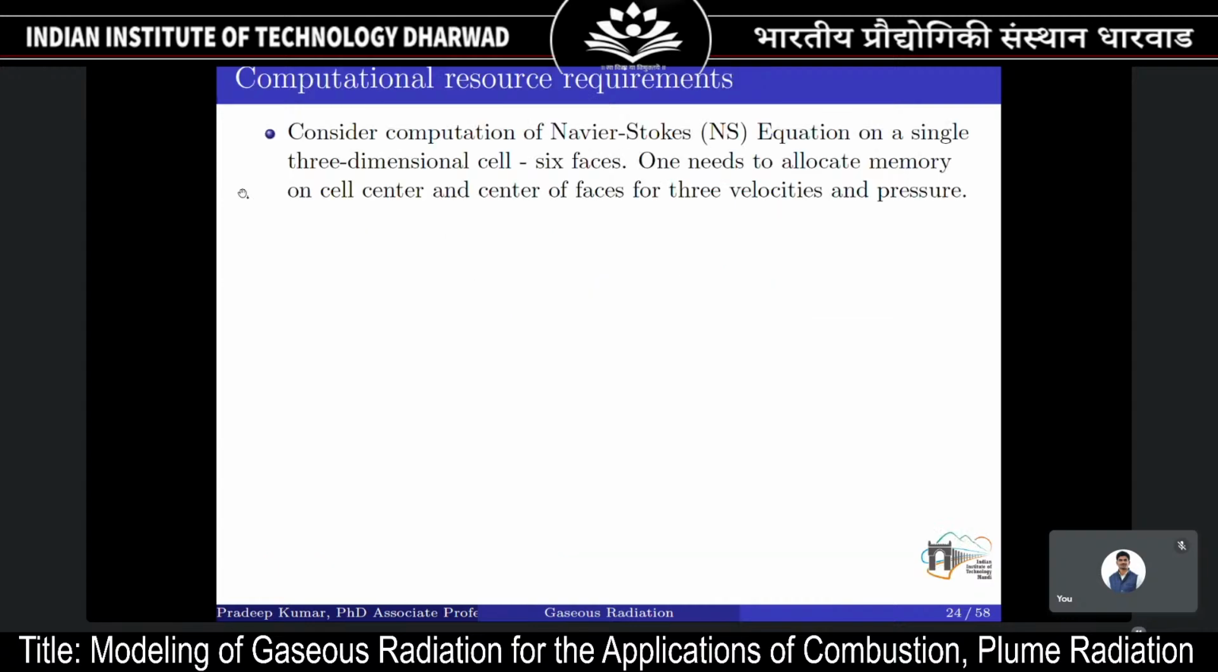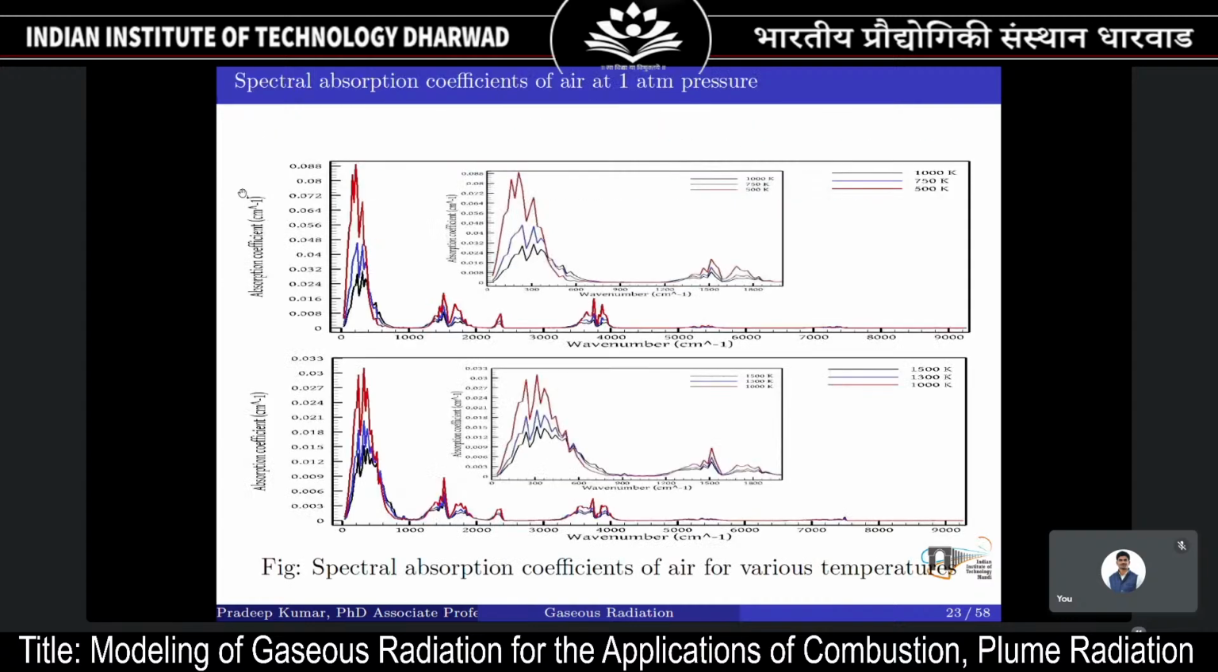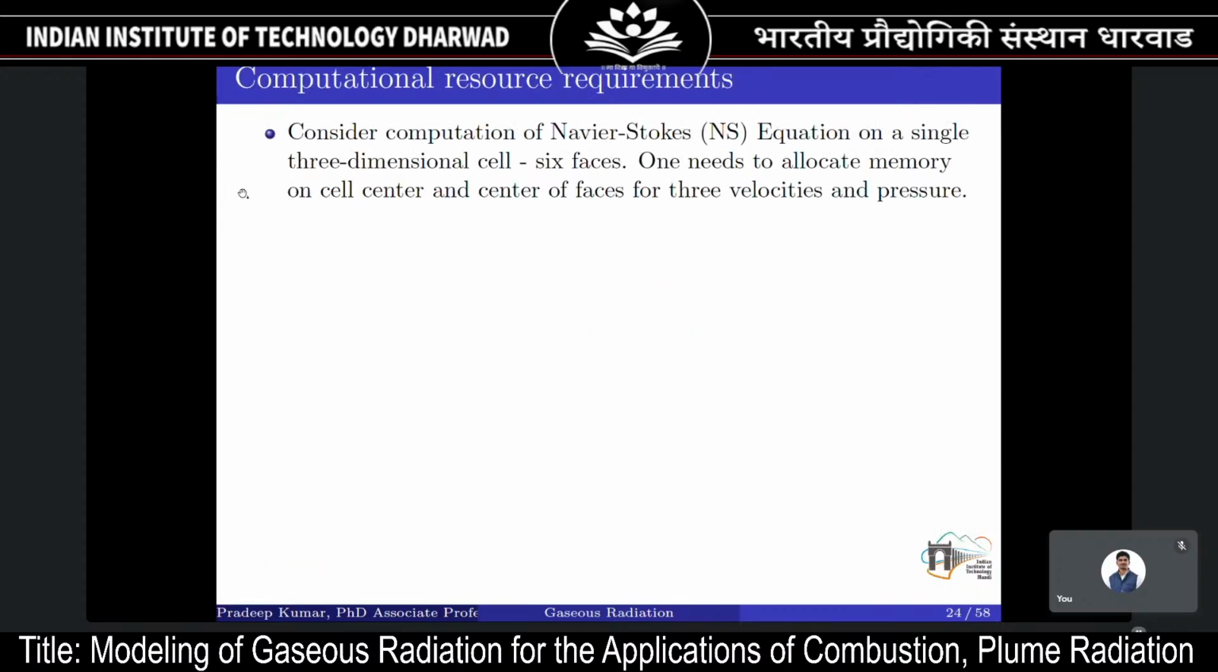So with all this information, let's look at the cost involved in the calculation of radiation, because we know there are three kinds of discretization and there are spectral lines. Before engaging your resources, you should know how much you are going to pay. So let's compare with what we have experienced. Let's solve the Navier-Stokes equation on a single cell, which has 6 faces. One needs to allocate memory at the cell center and the centers of the faces for 3 velocities and the pressure.